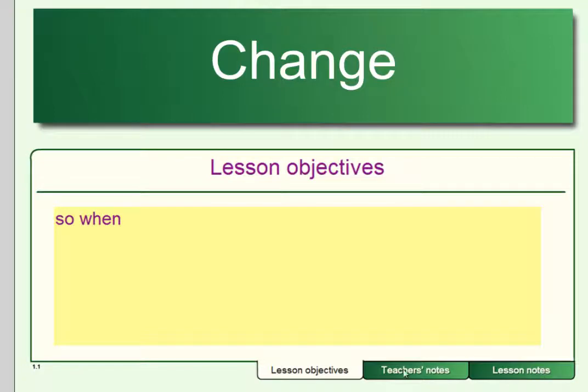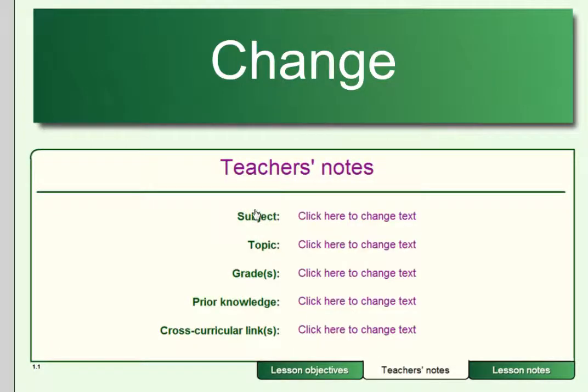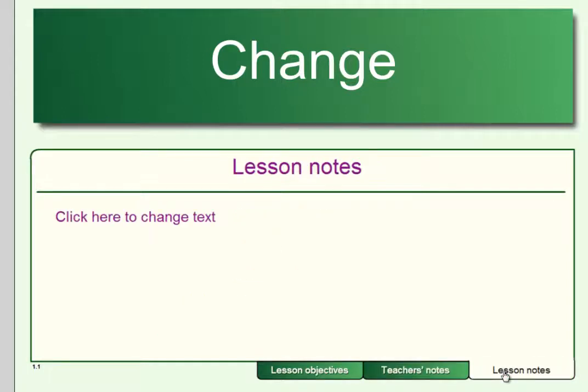If I click on the 3 tabs, if I click on the next tab, that's the teacher's notes. This gives me the subject, topic, grade, prior knowledge, and cross-curricular links. Once again, you just click on the part you want to change. The 3rd tab is the lesson notes. And what do we use the lesson notes for? This is a good place for us to document comments and instructions for the lesson. You can also use this part during the lesson to keep track of student questions or improvements you'd like to make to the lesson.